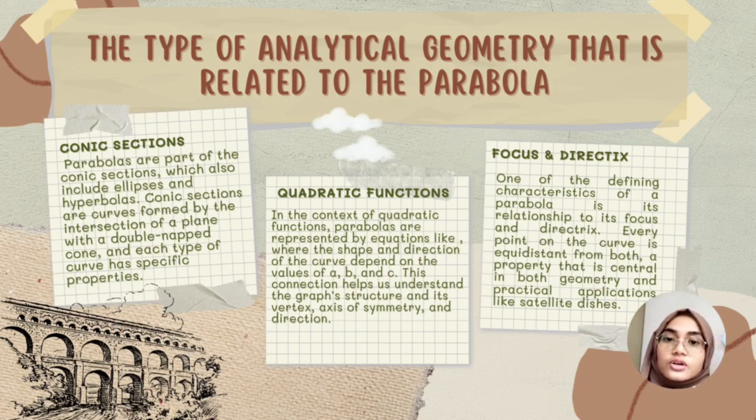Moving to number 2, quadratic functions. In the context of quadratic functions, parabolas are represented by equations like y = ax² + bx + c, where the shape and direction of the curve depend on the values of a, b, and c. Next, focus and directrix. One of the most defining characteristics of a parabola is its relationship to its focus and directrix. Every point on the curve is equidistant from both, a property that is central in both geometry and practical applications like satellite dishes.